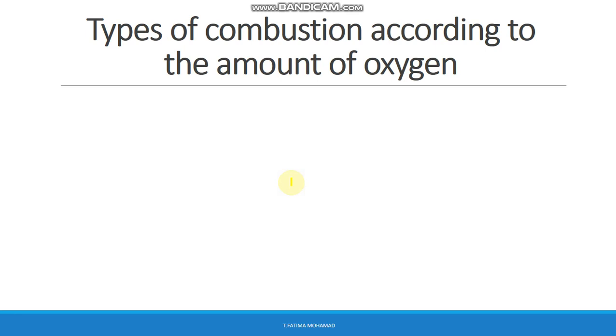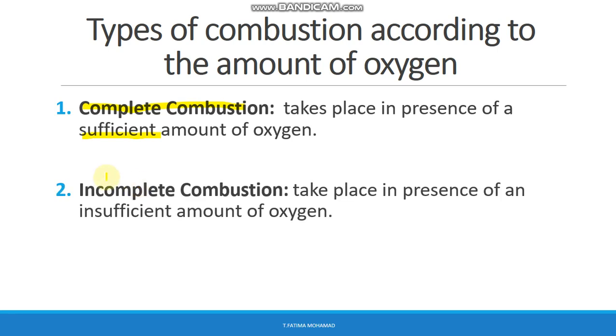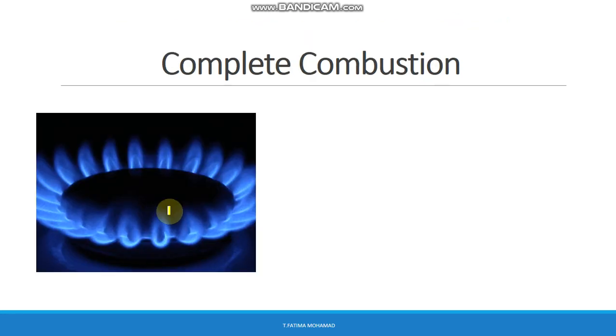Okay, so we have two types of combustion according to the amount of oxygen. Complete combustion takes place in presence of a sufficient amount of oxygen, so we have enough oxygen to react with. The second type is incomplete combustion. It takes place in presence of an insufficient amount of oxygen, so the amount of oxygen is not enough to react.